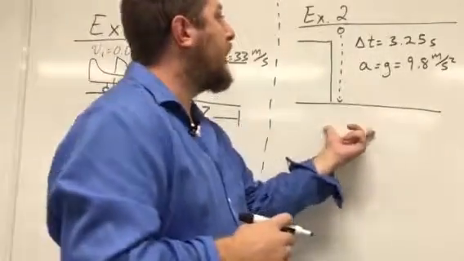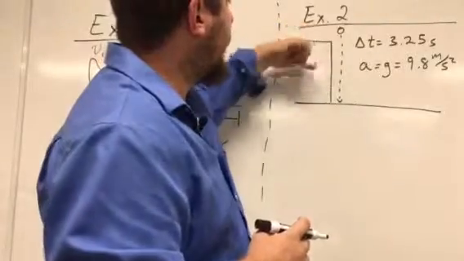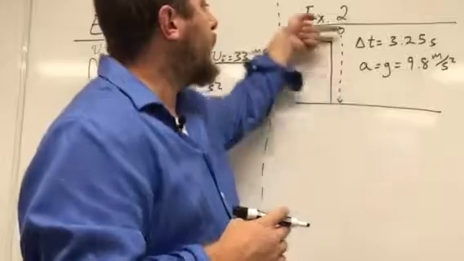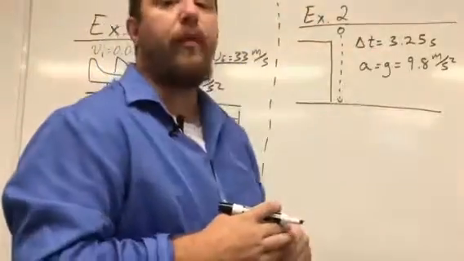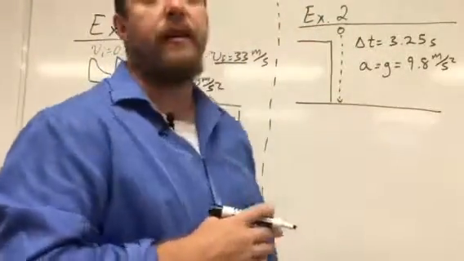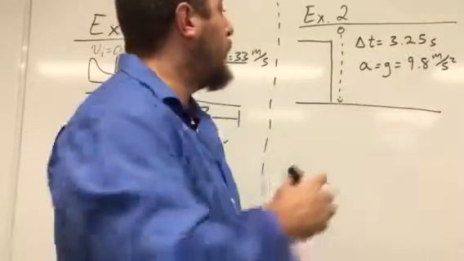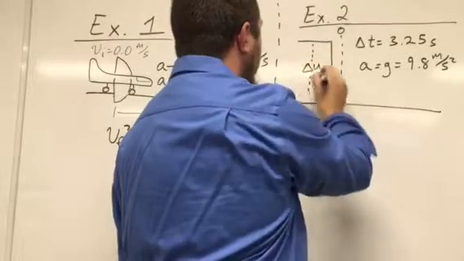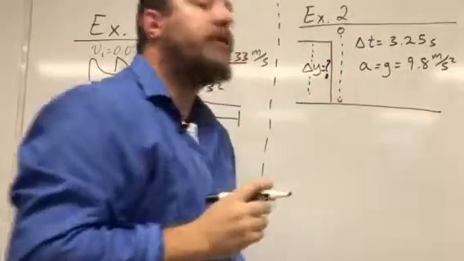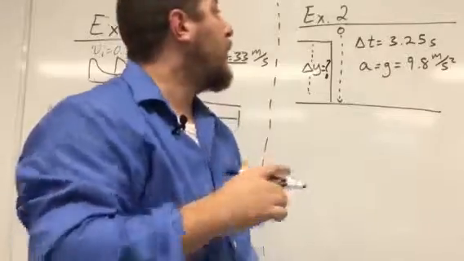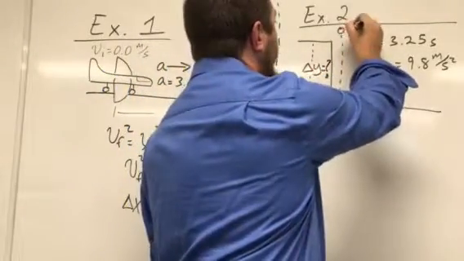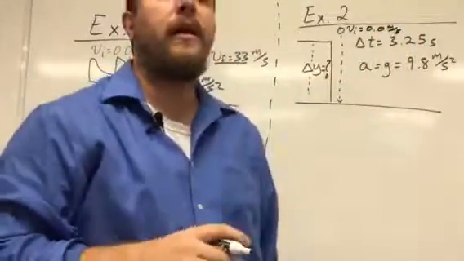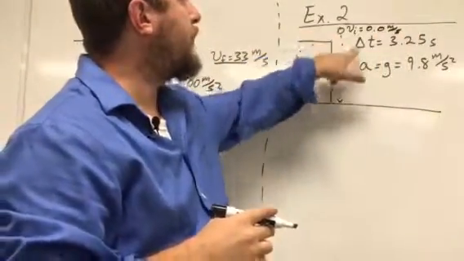Now let's look at this situation over here. We have a high cliff, and we're dropping a rock off of the cliff, and we note that it takes 3.25 seconds for the rock to fall and hit the ground. And I want to know what the height, delta y, of the cliff is. Okay? So I want to know what the height of the cliff is. Now, we are going to assume that we drop the rock from rest. Okay? So I'm given that I drop my rock from rest.